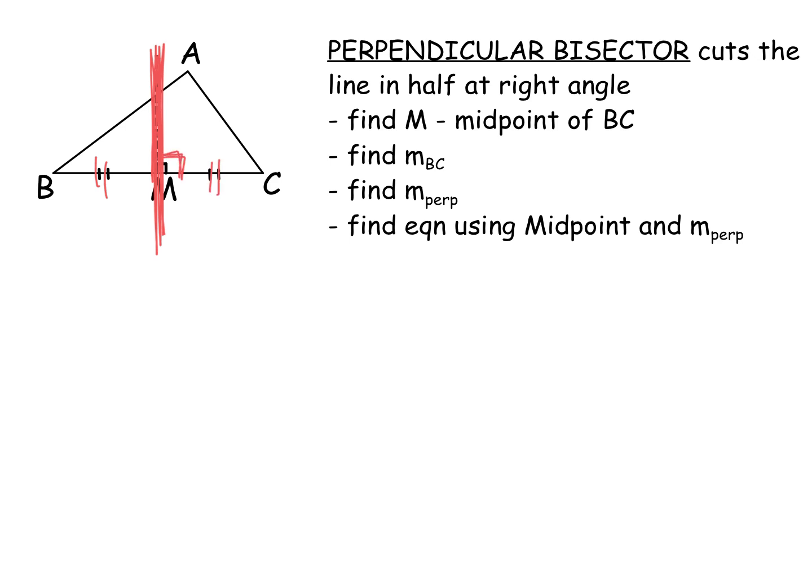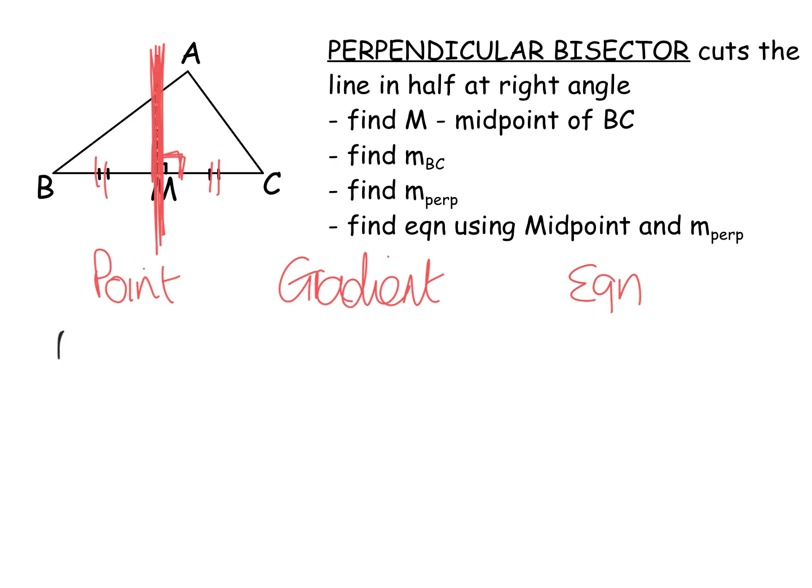So our method for this one is, remember, I like to write out the points to remind you what to do. We do point, we do gradient, and then we do equation. And excuse my writing, it's not neat today. So the point we need, if you have a look at that line, the only point it goes through is M. So you need to get the midpoint of the opposite side first.